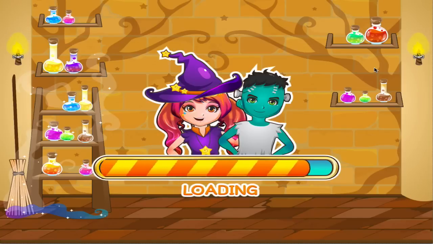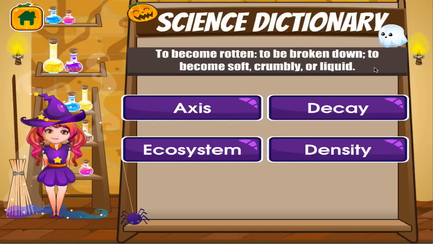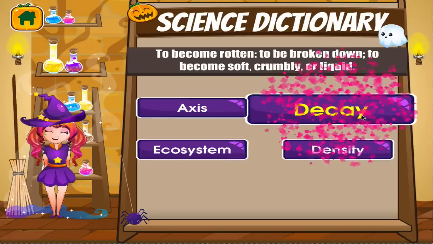Science dictionary. Tap the correct answer. Right on!